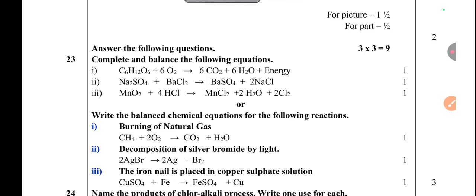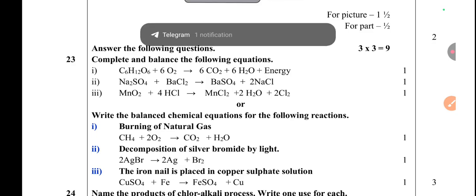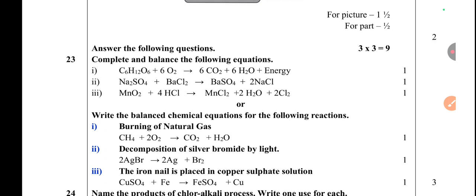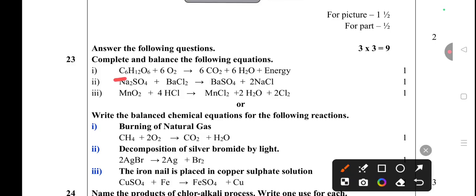23rd one. Complete and balance the following equations. Glucose, C6H12O6, reacts with oxygen. It's a respiration reaction. It gives carbon dioxide, water, and energy. To balance carbon, 6 carbon atoms are there, that's why we took 6 here.